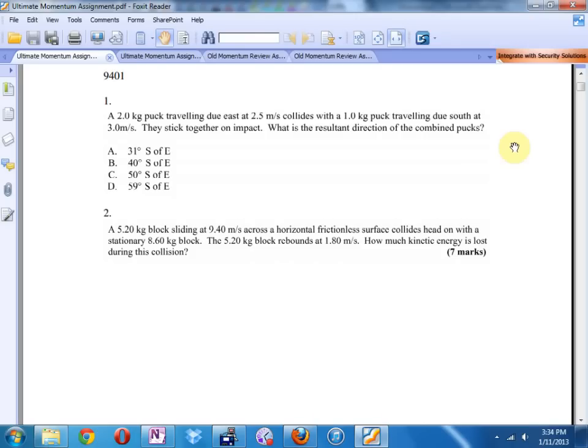Sure, two is okay. I think if I give you a written straight-on question, or an easier one, I'm probably going to add a part B. I think I would probably break this into two parts. I might say something like, A, what's the final velocity of the 8.6, and B, how much kinetic energy, or something like that.